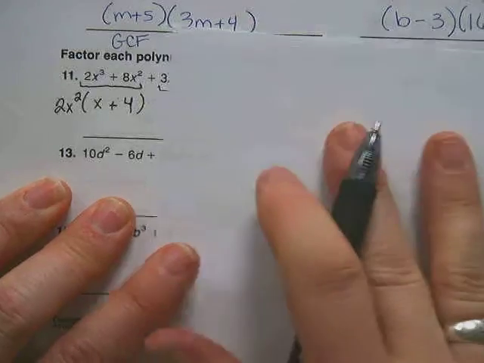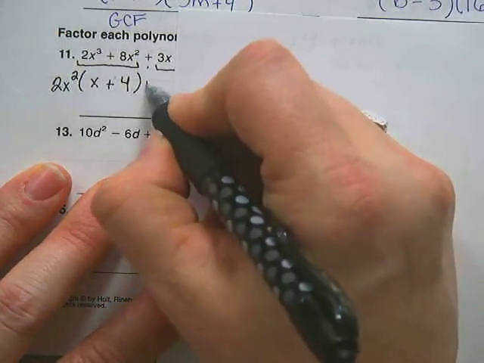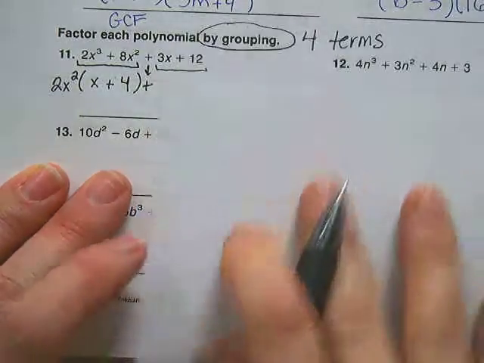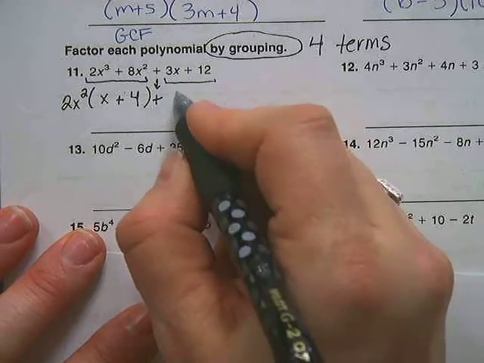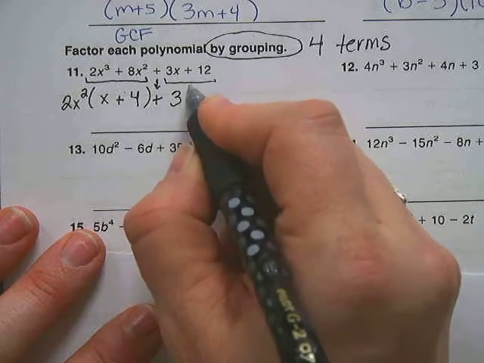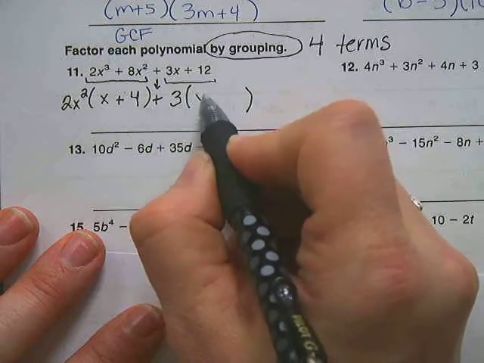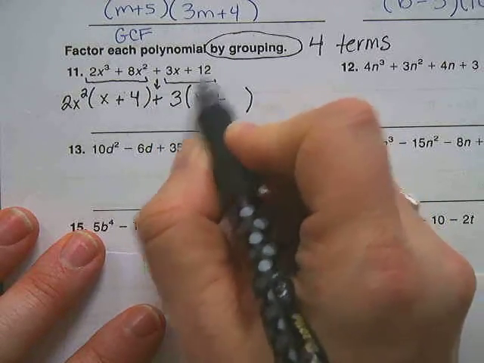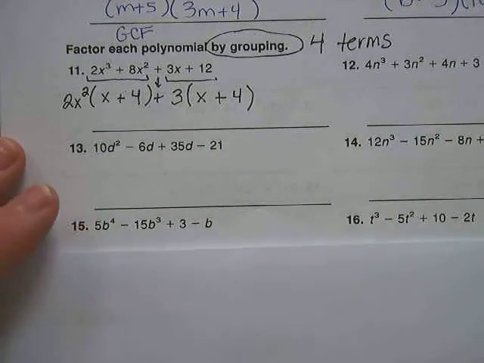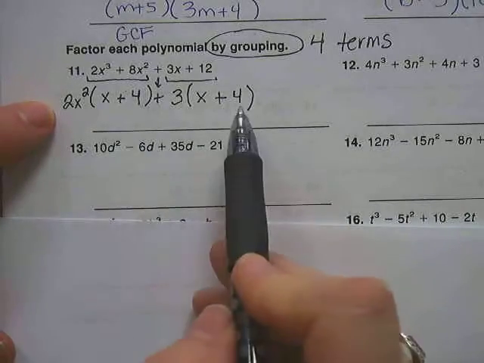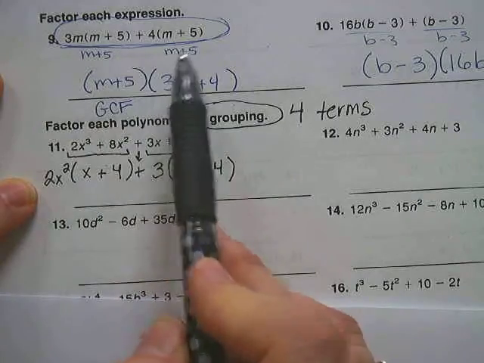Okay. Then we continue on with the problem. We bring this plus sign down, and now we factor by grouping here. So we look at what does 3x plus 12 have in common. There's a GCF of 3. And when we divide 3x by 3, we're left with x, plus 12 divided by 3 is 4. So by factoring by grouping, our problem then ends up looking like what we did in 9 and 10.